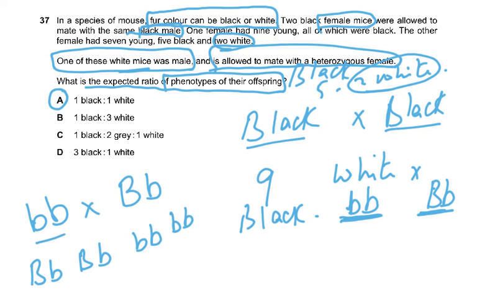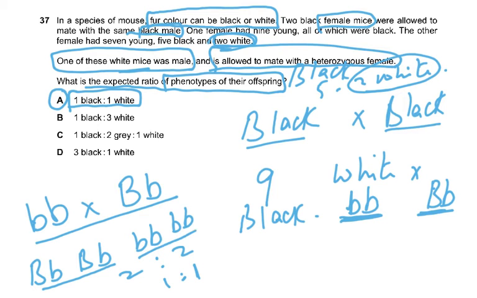So when this is the cross, the ratio is 2:2, or you can say 1:1. So what is the expected ratio of phenotypes of the offspring? There were only two white, so there will be one black and one white, because 2:2. So if 2:2 is 1:1, then one black and one white would be the expected ratio.